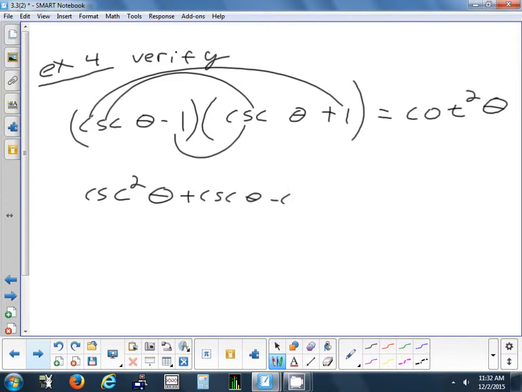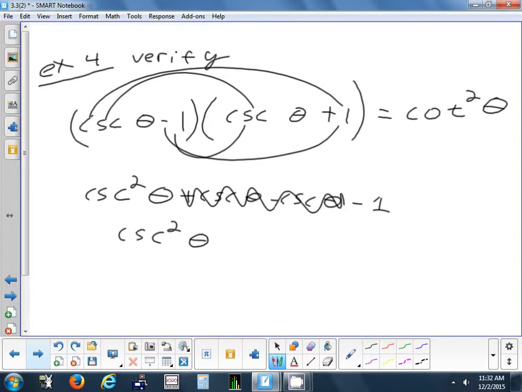Minus cosecant. And what's negative 1 times positive 1? Negative 1. Okay, the right-hand side, cotangent, just leave it. That's supposed to be our final answer. Okay, what cancels out here? Cosecant. Plus cosecant, minus cosecant. So we get cosecant squared minus 1.